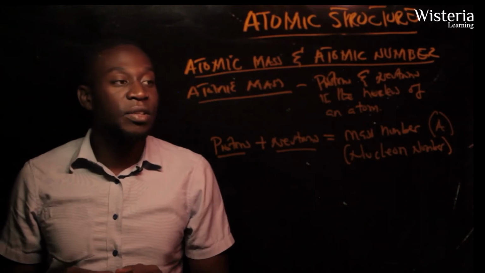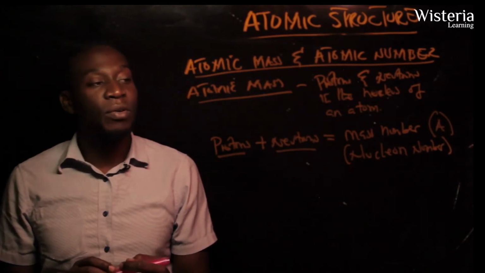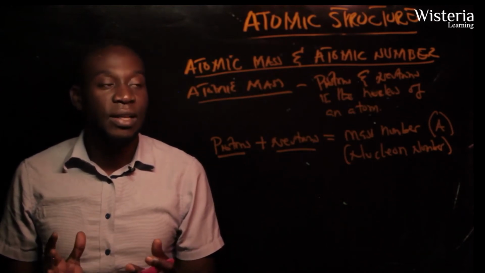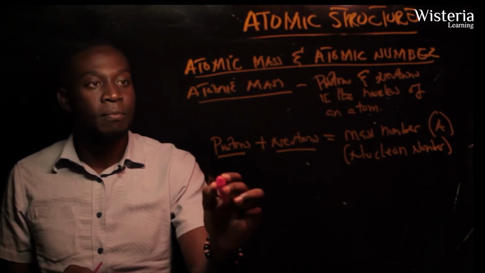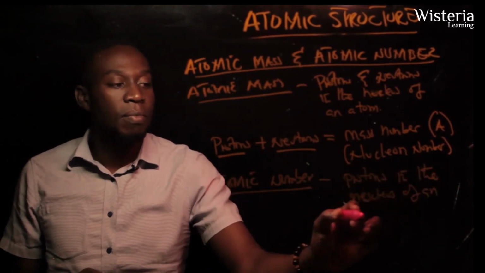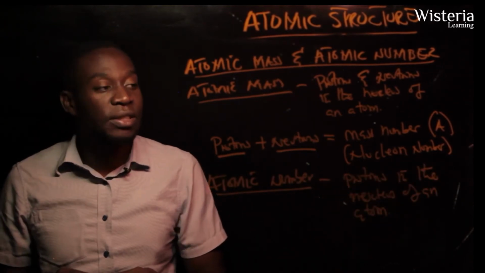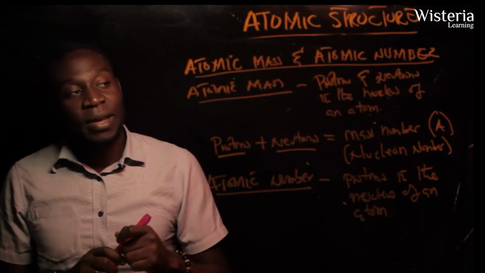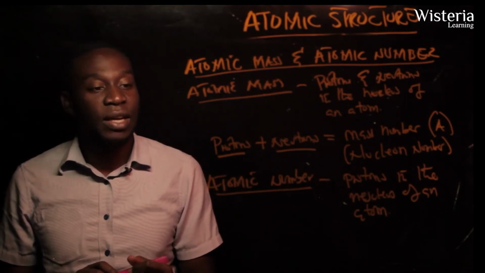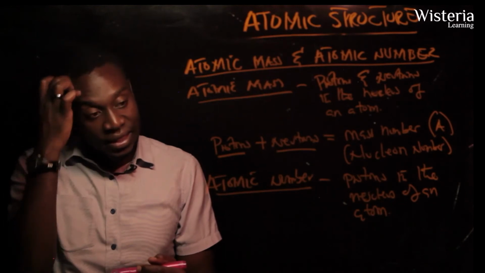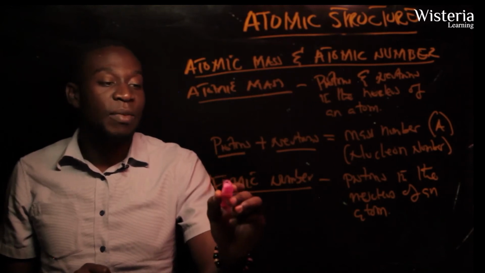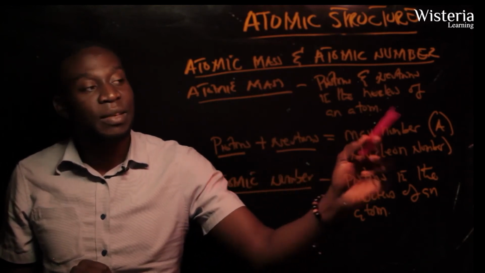So we add the protons and the neutrons, we'll get the mass number, because the mass number is the number of protons and the neutrons in the nucleus of an atom. Then the atomic number is the number of protons in the nucleus of an atom. Atomic mass, the number of protons and neutrons. Atomic number, the number of protons in the nucleus of an atom. And for this one, we use the letter Z as the symbol. So, meaning that when you add the atomic number plus the neutron number, we'll get the mass number.